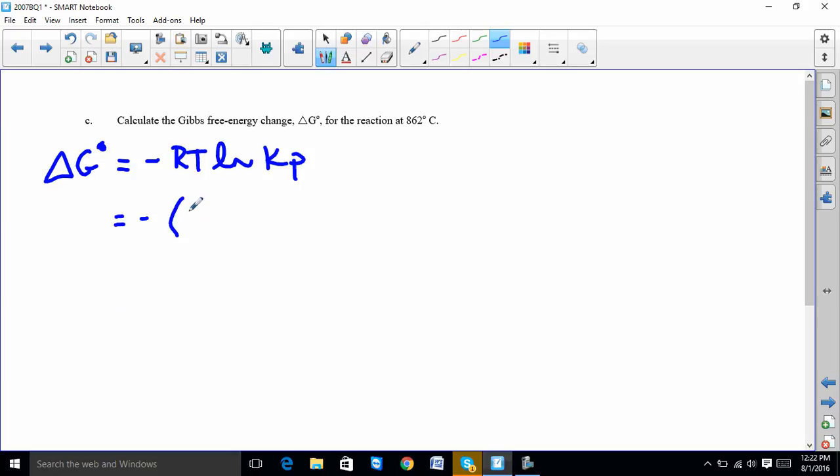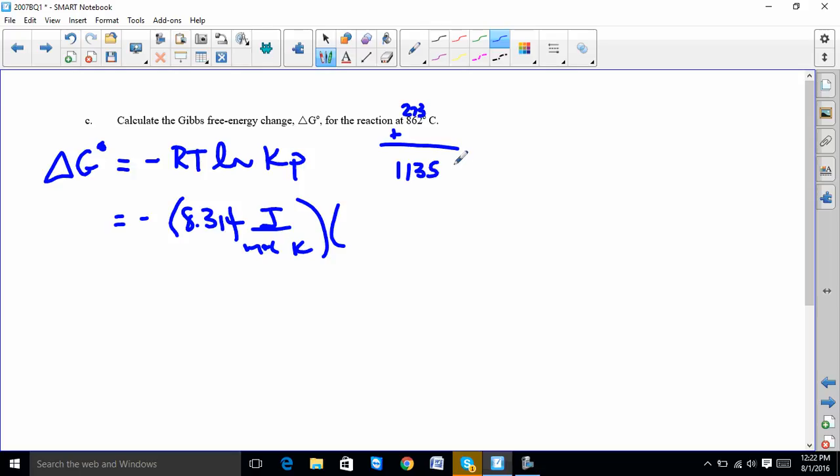When you're doing thermal, the R value is 8.314. Again, if you look online at the scoring guidelines, I think that they only have 3 sig figs, so 8.31, but now the formula sheet has 4, so we're going to use 4 joules per mole K. And then the temperature has to be in Kelvin, so I have to come up here and add 273 to 862, and if I do that, I end up with 1,135 Kelvin.